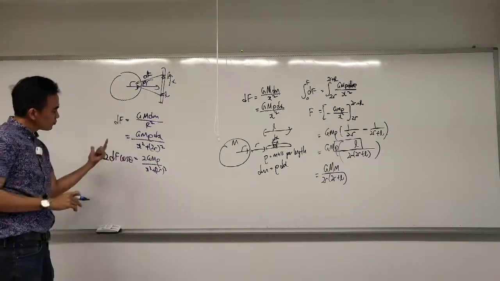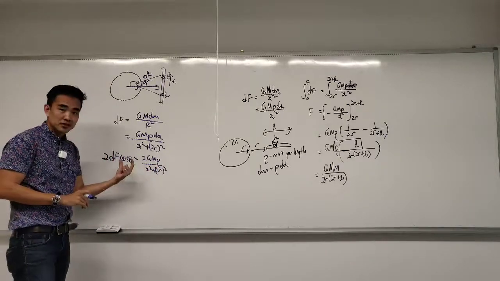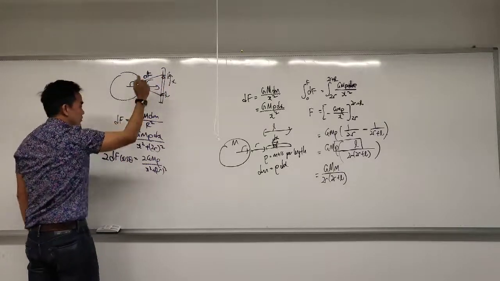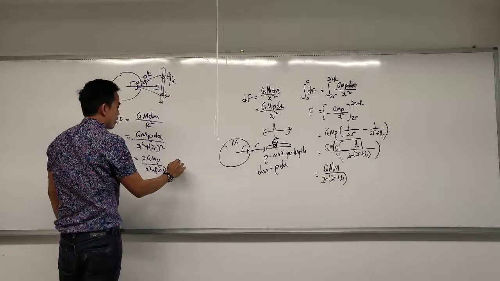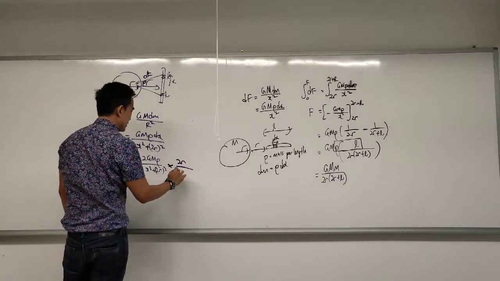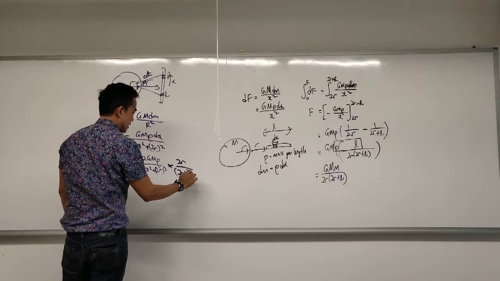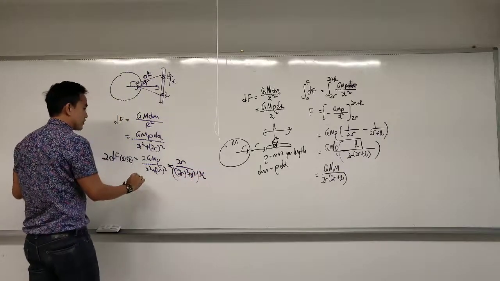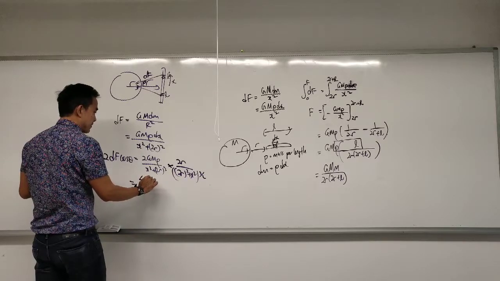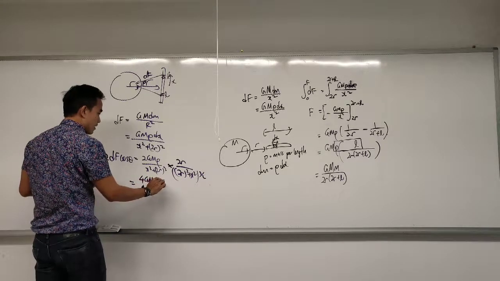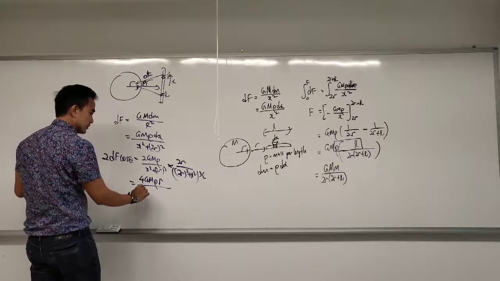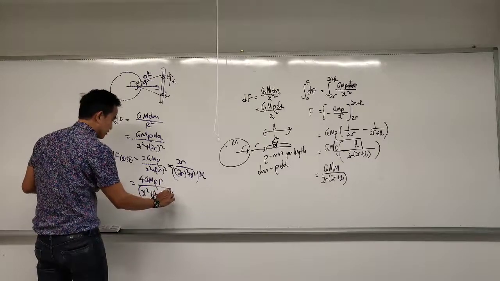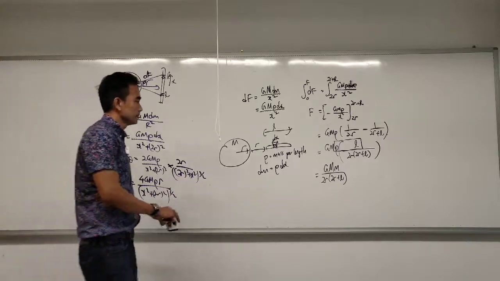Now, how do you come out with the expression for cosine theta? You take adjacent over hypotenuse. Therefore, you take 2r divided by the square root of 2r squared plus x squared, which will end up with 4 G M rho r divided by x squared plus 2r squared to the power of 3 upon 2.